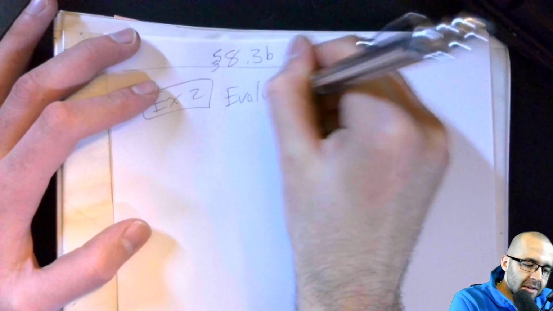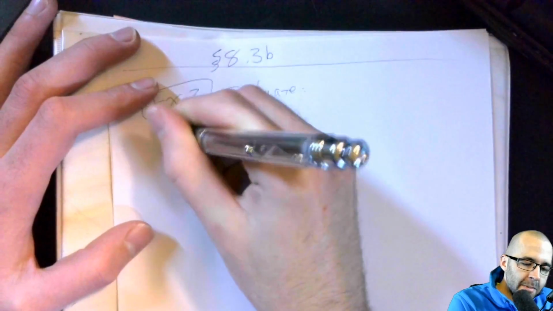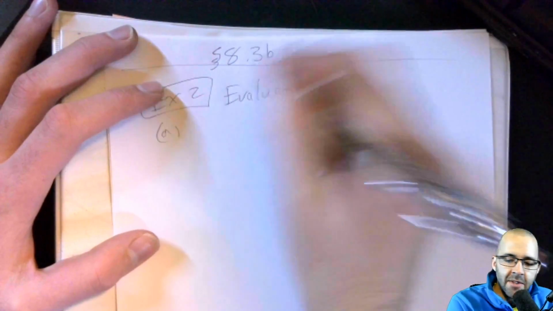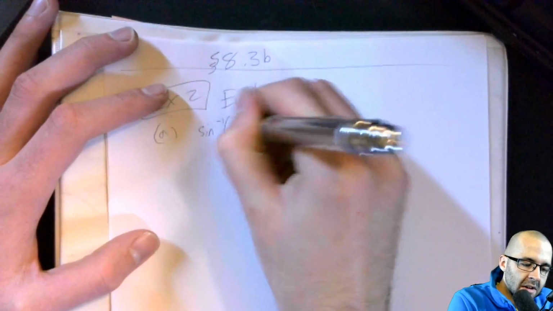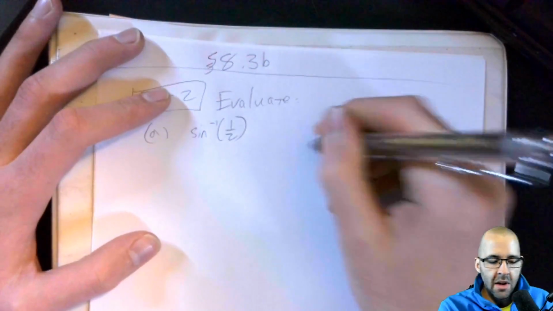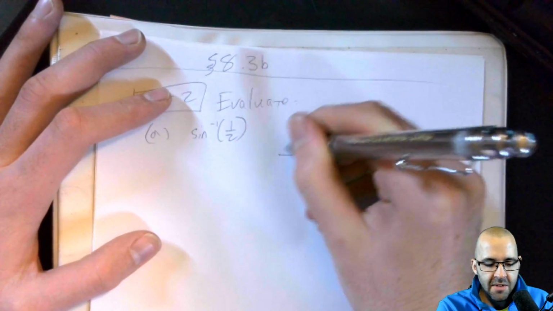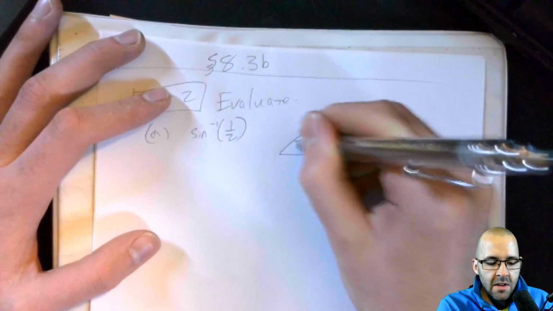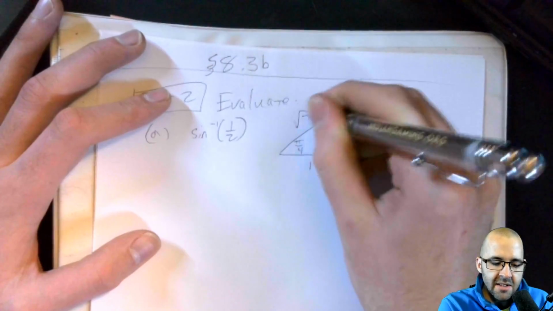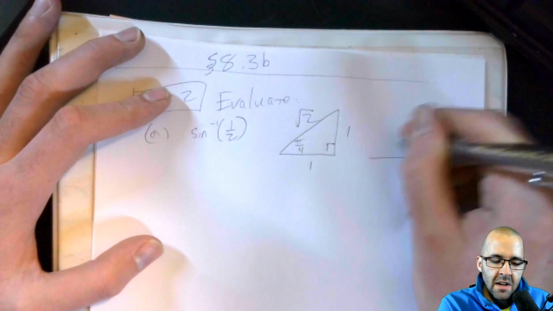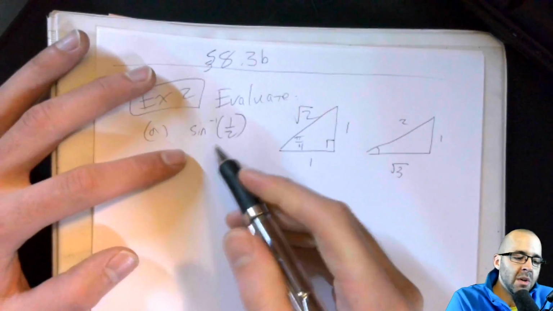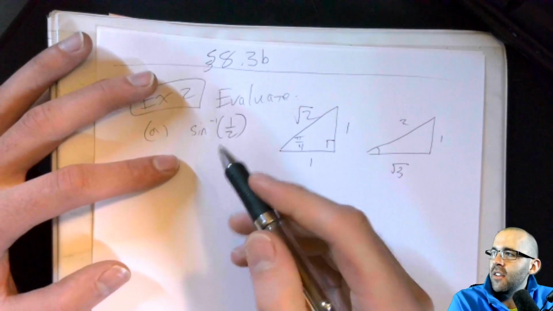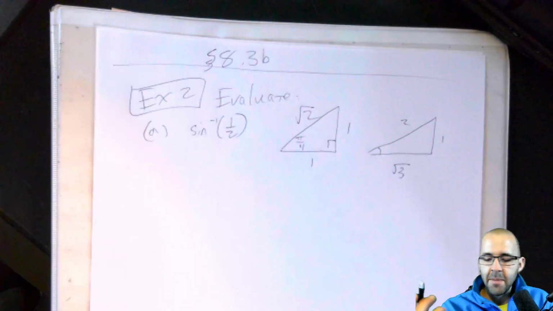Evaluate. So part A is going to be the inverse sine of 1/2. And for these questions, like for most of the stuff, I will be giving you these special triangles because these are very useful. So there's kind of a colloquial way of thinking about this part A, something like this.